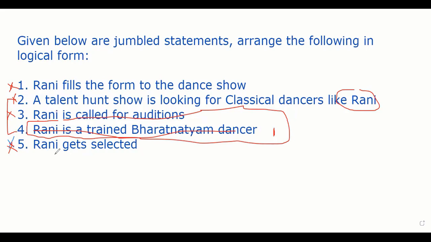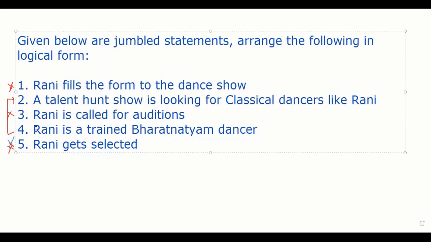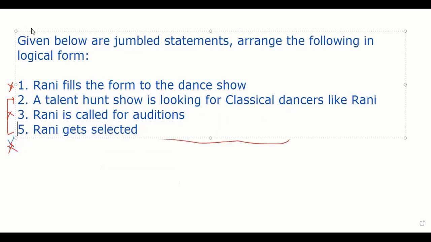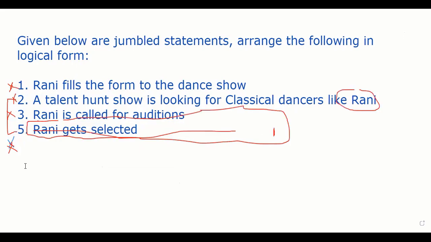See, we just know Rani is a trained Bharatanatyam dancer. What I will do is, I'll start writing here now. I'll remove this from here. So that everybody will be clear what this is, our starting sentence, correct? So now I wrote it here. My paragraph will start from this one.